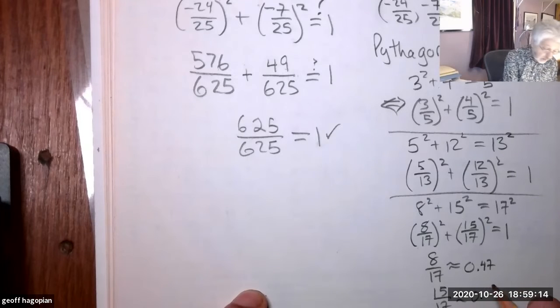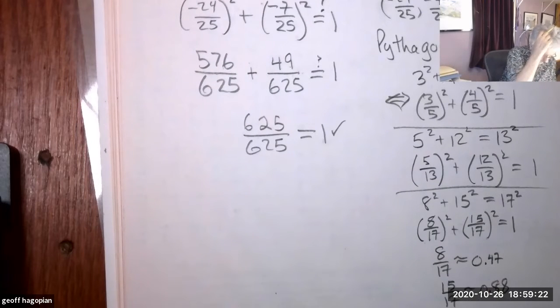How are we doing? It's coming up on the 13th hour. So if we were to plot those points on the unit circle, let's do it.